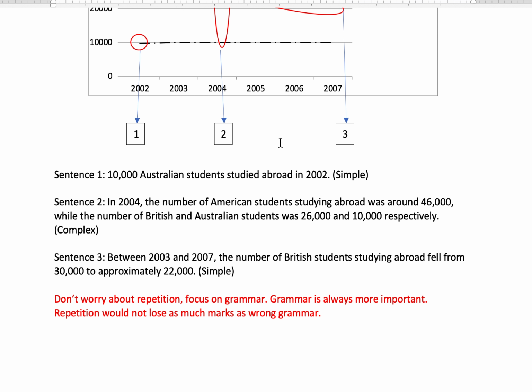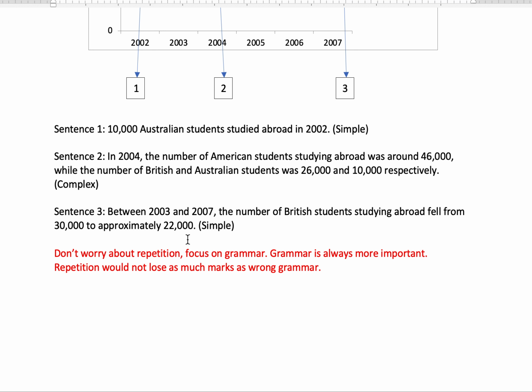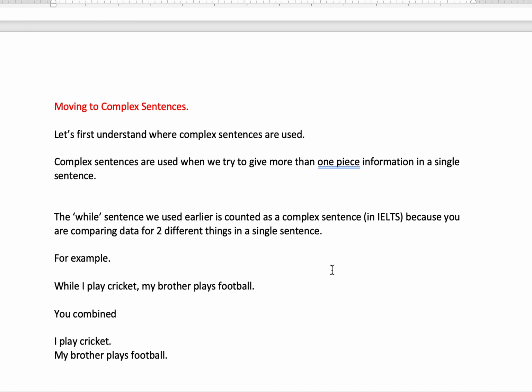And one thing I must tell you, do not worry about repetition, focus on grammar. Grammar is always more important. Repetition would not lose as much marks as wrong grammar, right? So many students are very worried, ma'am repeat kar wohi word baar baar aa raha hai. Don't worry about that. Worry about using the correct grammar and not making simple mistakes like capitalization errors, punctuation errors. They are more important.